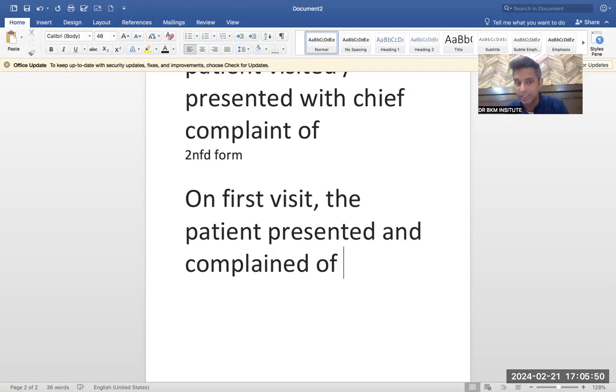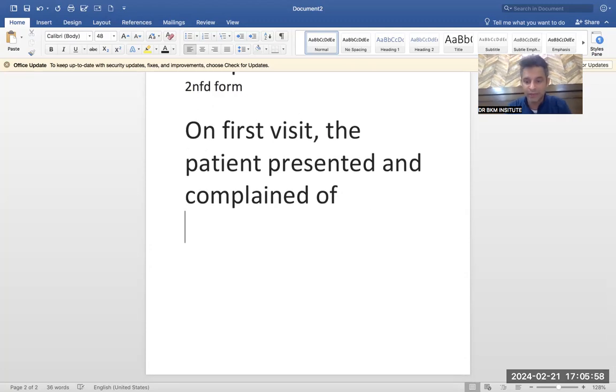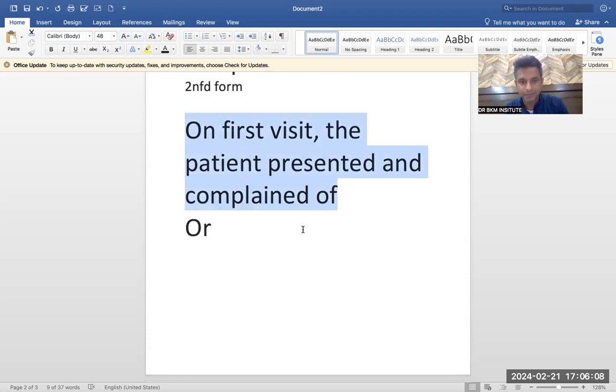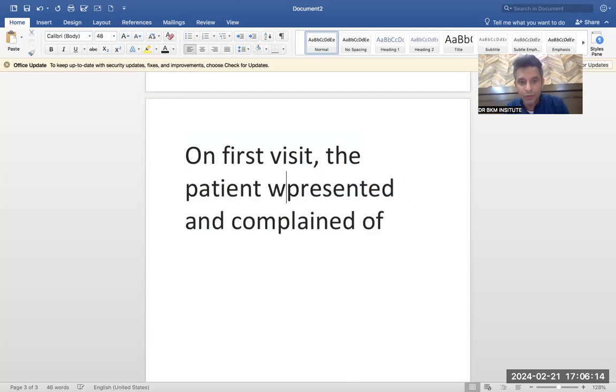That's the only thing in OET. So the patient complained by himself. Nobody else complained on behalf of the patient. Suppose there was a child who is 3 years old. Now the same letter again, I will copy paste and I will say on first visit the patient was presented. This is the only grammar that you need to know in OET. What does it mean? That the patient was less than 3 years old. So that is why he was presented.